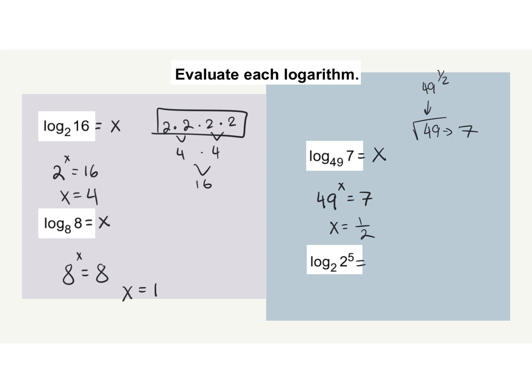And then lastly, we have this equation that again we set equal to x. So, it's going to be 2 to the x power equals 2 to the 5th. Now, this last problem is something special. Because we have the same base, we can actually ignore the bases and just set the exponents equal to each other. So we get x is equal to 5.